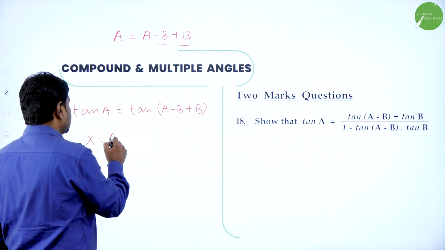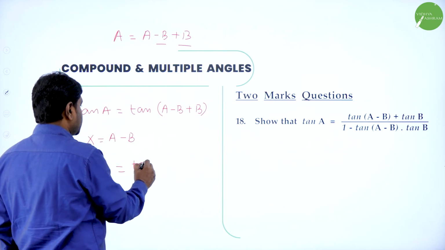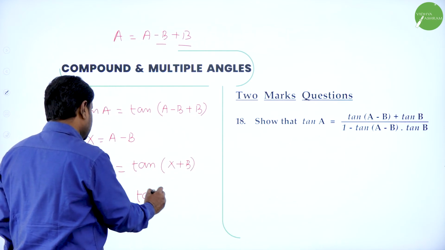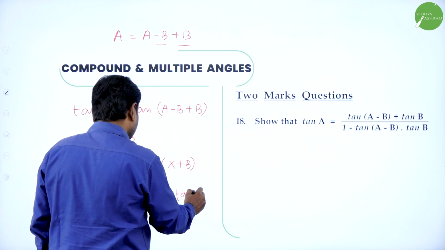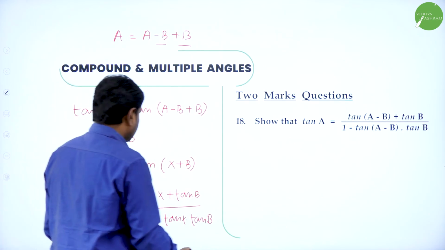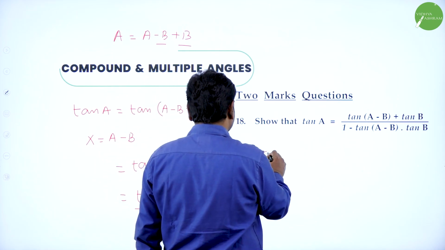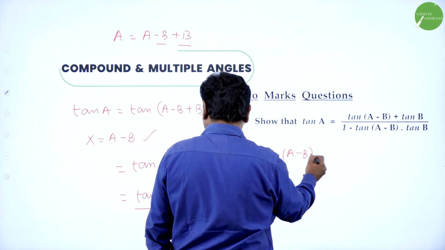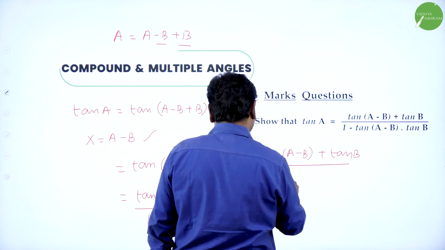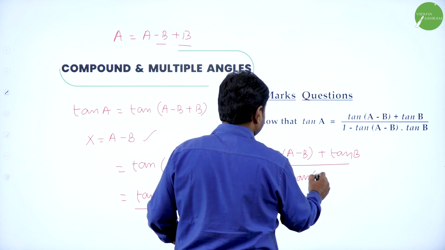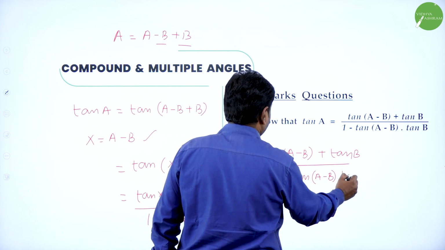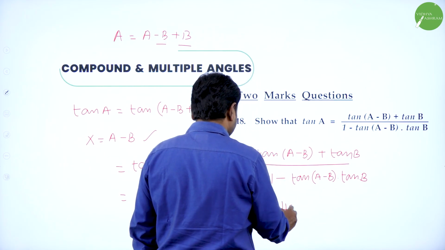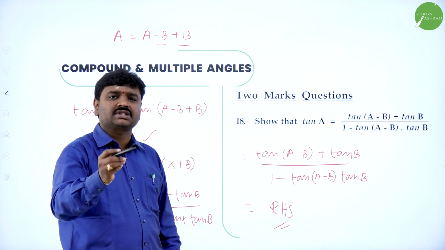Let x be equal to A minus B. Then the given problem becomes tan of x plus B. What is tan of A plus B? Tan of A plus B is tan A plus tan B divided by 1 minus tan A into tan B. So further, substitute the x value. What is x you assumed? A minus B. In the place of x put A minus B, plus tan B divided by 1 minus tan, again x, which means A minus B, into tan B. This is your RHS.